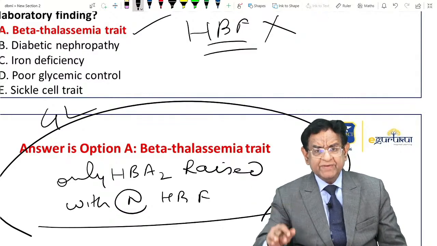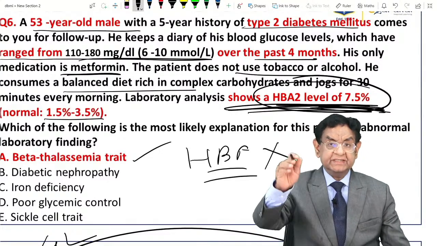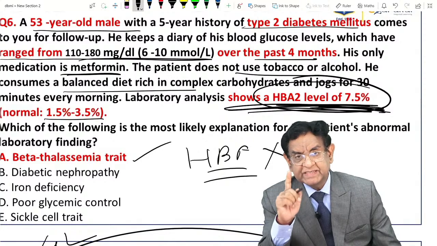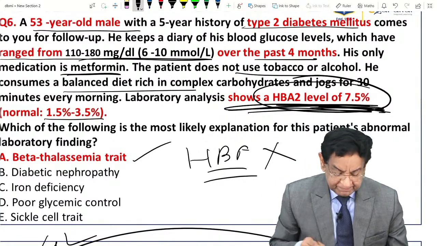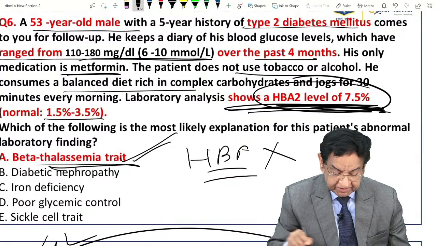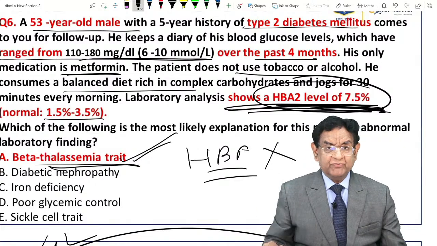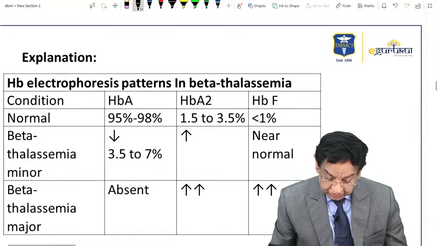So next time when you get a question like this, where HbA2 is raised, and either they will say HbF is normal, normal HbF is less than 1%, or they don't mention it, 99% you are dealing with beta thalassemia trait. So simple. I made this question very simple. Okay, very simple. So let's look into this.